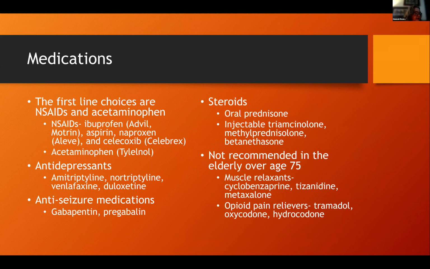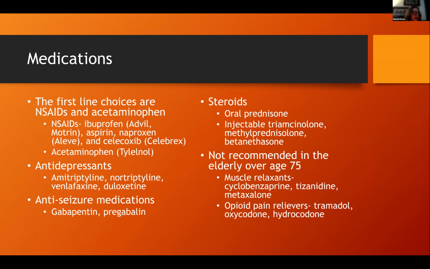In some cases, antidepressants may be used as well to help with nerve pain. That would be amitriptyline, otherwise known as Elavil, nortriptyline, otherwise known as Pamelor, venlafaxine, brand name Effexor, and duloxetine, which is Cymbalta. These do come with some side effects as well. They can cause dry mouth, constipation, weight gain or loss, low blood pressure, rash, and increased heart rate.